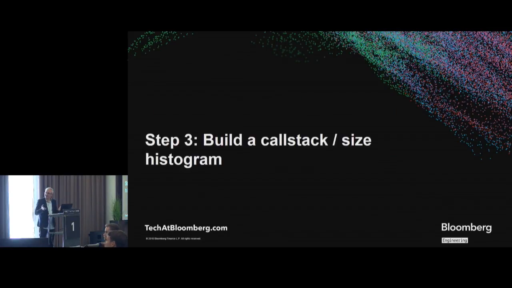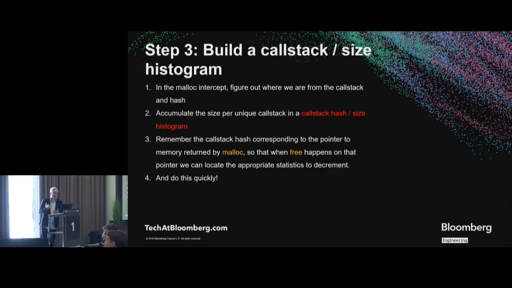So now, what are we going to do? Now we know where we are, we have this intercept that's happened. We're going to build some kind of histogram. So in this malloc intercept, we're going to figure out where we are from the call stack and the hash, and we're going to accumulate the size per unique call stack in another map, simply that has an accumulating counter per unique call stack hash.